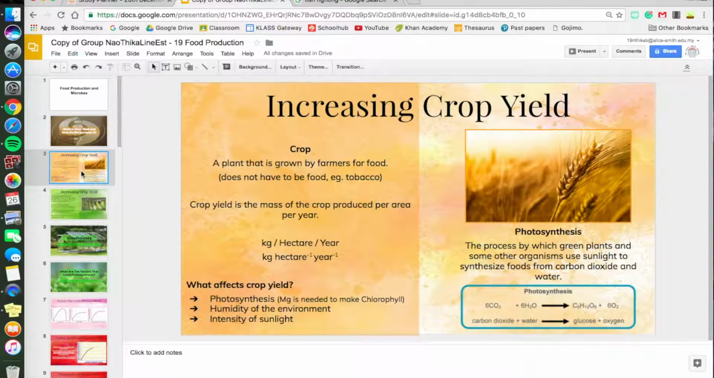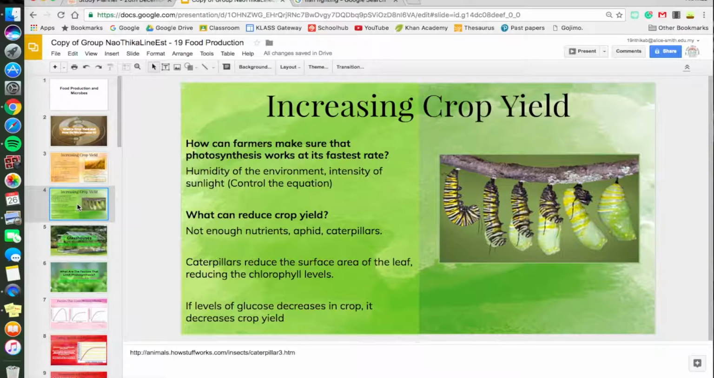the plant. That's because photosynthesis produces glucose, which is the edible part of the plant, which is the yield. But the basic idea is photosynthesis, the humidity of the environment, and intensity of sunlight. Increasing crop yield can be done, like I said before, by humidity, by photosynthesis, and by increasing the light intensity.